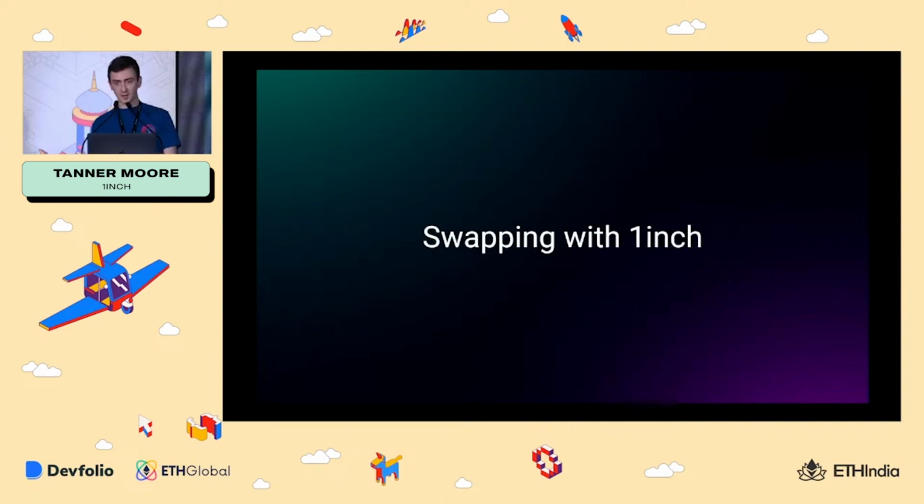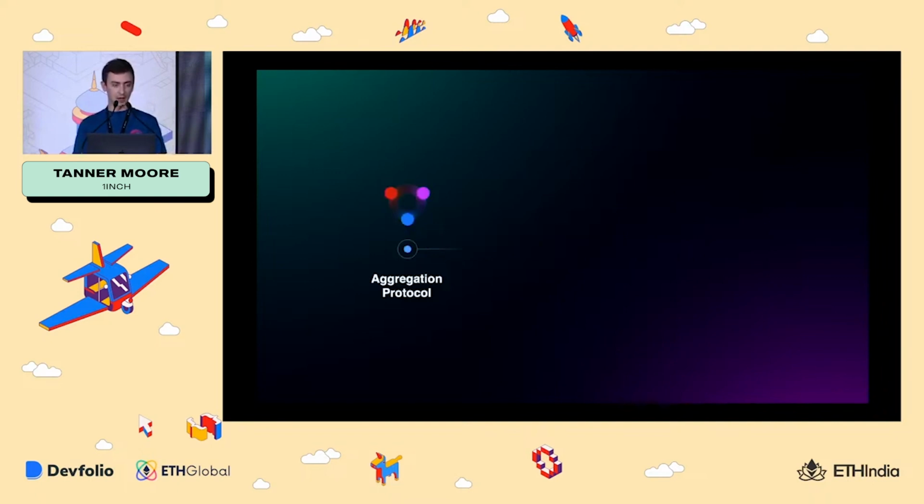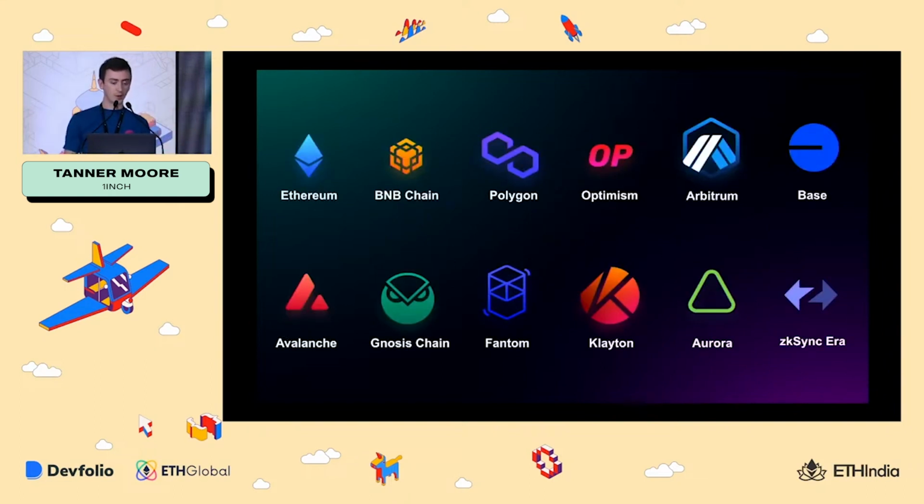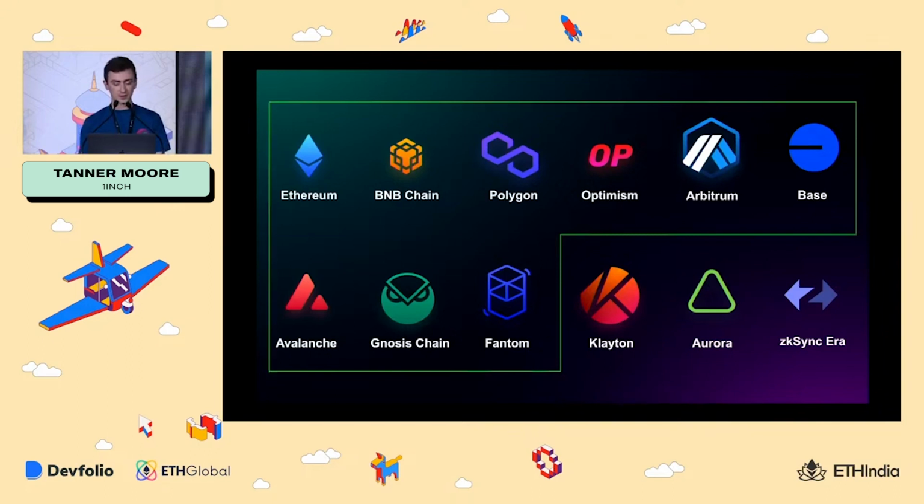So first, we're going to talk about what it means to swap with 1inch. We'll talk about our original aggregation protocol. We will then talk about the limit order protocol, and then our latest, which is 1inch Fusion. Today we are currently live on 12 different chains with our aggregator and our limit order protocol, and with our latest 1inch Fusion, we're live on 9 of those 12 chains, and we will continue to expand to more chains as there's more liquidity and more need for swapping.